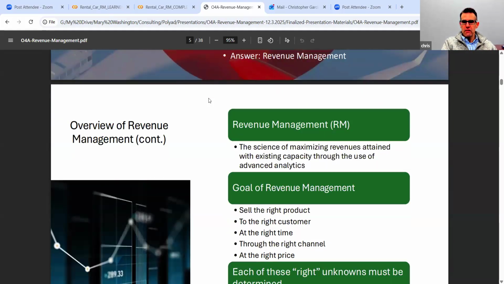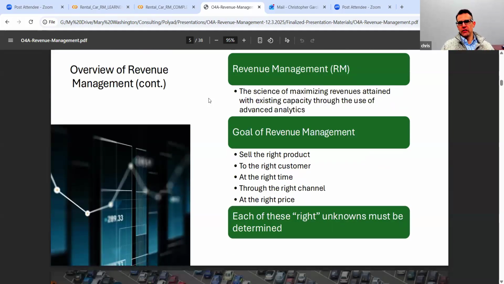So when we talk about revenue management, a definition I would give is the science of maximizing revenues attained with existing capacity through the use of advanced analytics. And we're going to see as we look at the overview of revenue management, it really is a lot of advanced analytics. There's a lot of different things that come together. Optimization is one piece, but it's definitely not the only piece.